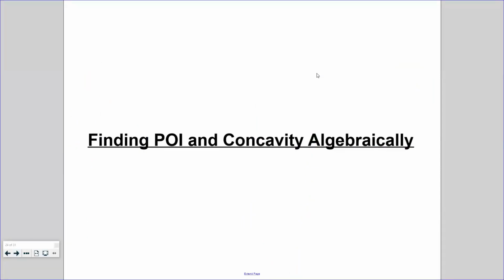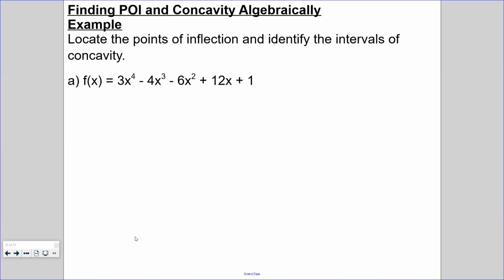This one's easy. All right, so now that we're all feeling very good and happy about ourselves, let's talk about finding points of inflection and concavity algebraically, because this is pretty straightforward. It's like, do this, do this, do this, and you're done. No looking at graphs here. So we want to locate the points of inflection and identify the intervals of concavity for the function f of x equals 3x to the fourth minus 4x cubed minus 6x squared plus 12x plus 1.